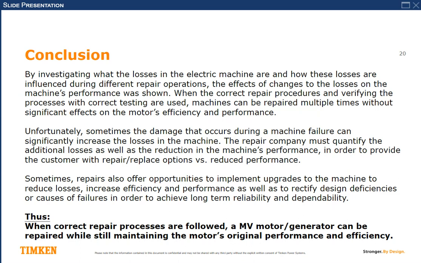Sometimes the repair also offers opportunities to implement upgrades to the machines to reduce losses, increase efficiency and performance, as well as to sometimes rectify design deficiencies or causes of failure in order to achieve long-term reliability and dependability. Thus, in conclusion, when correct repair processes are followed, the medium voltage motor or generator can be repaired while still maintaining the motor's original performance and efficiency.